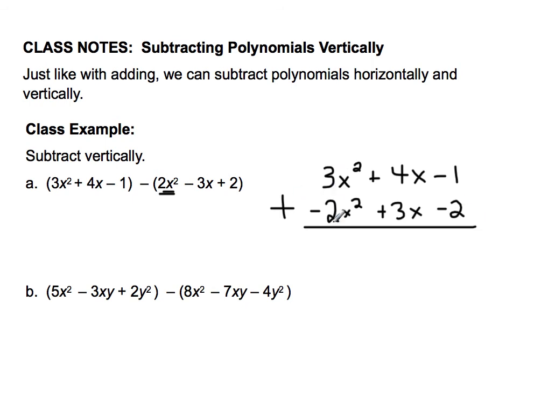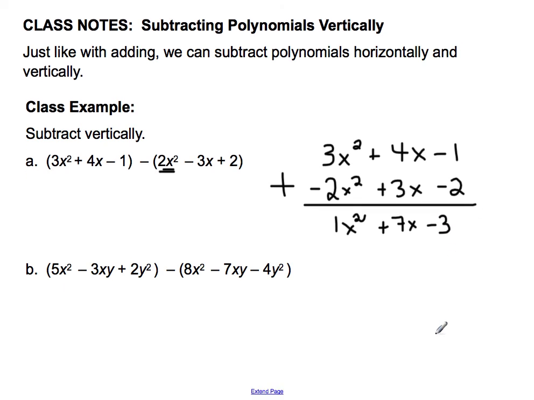Okay, so now this is a little bit easier. 3 minus 2 is 1x squared. Again, you do not need the 1. Plus 7x. And then you have minus 3. Okay, I'm going to show you one more just in case you like this method a little bit better.